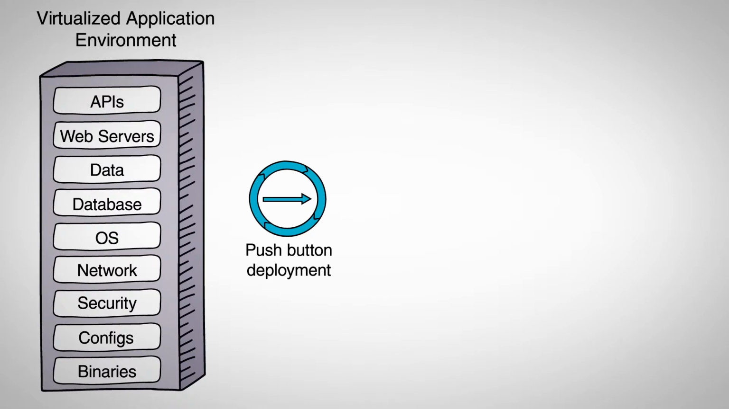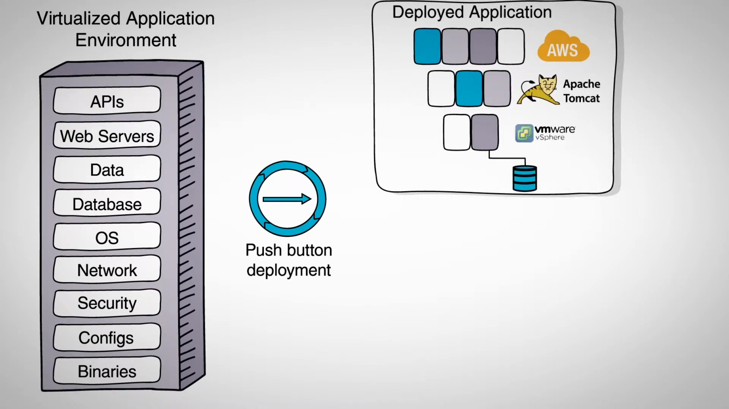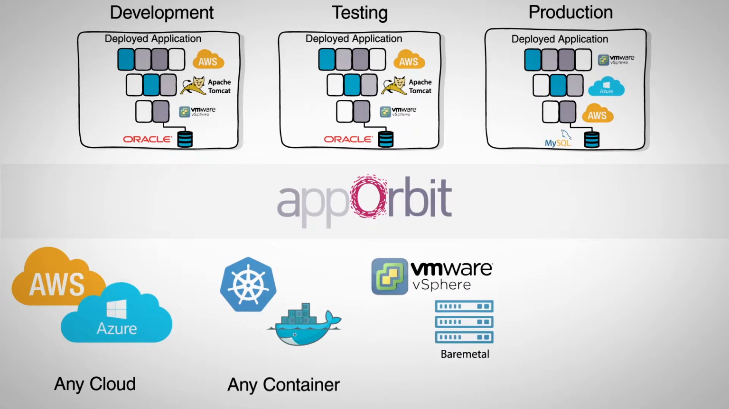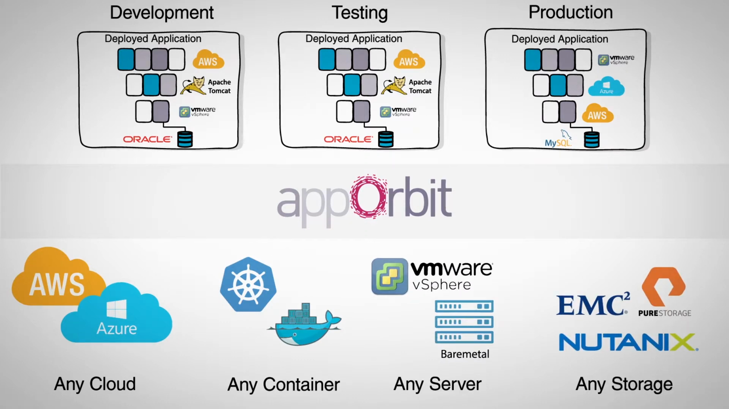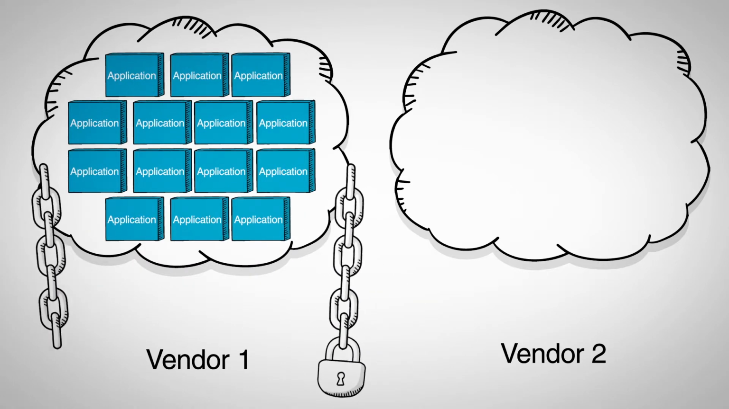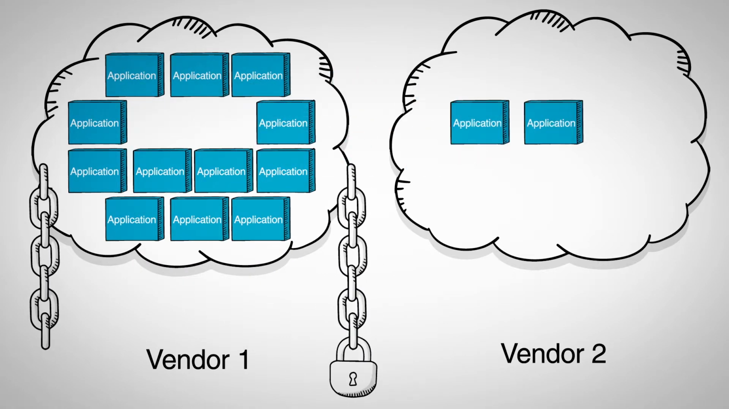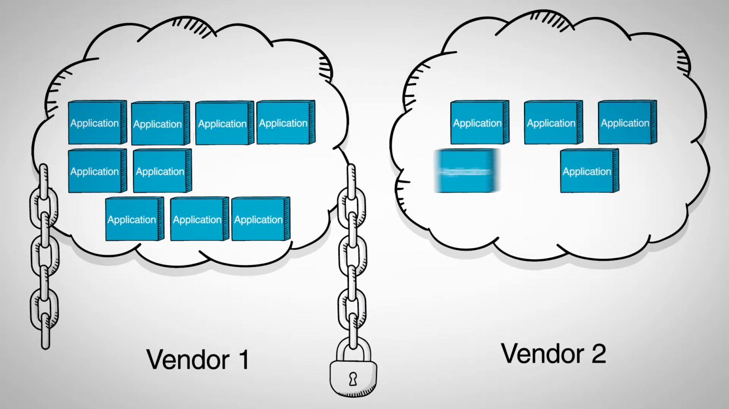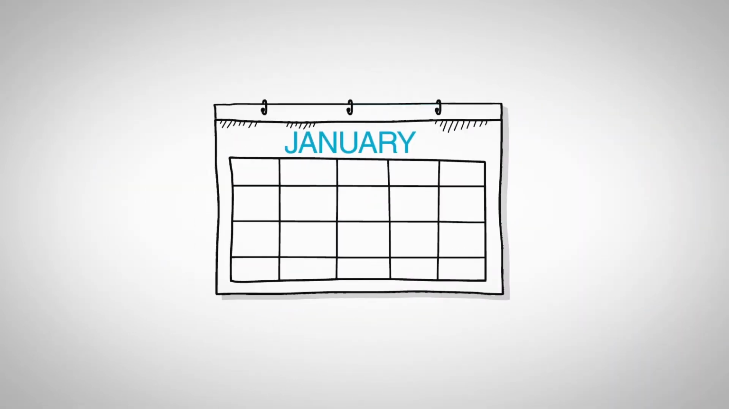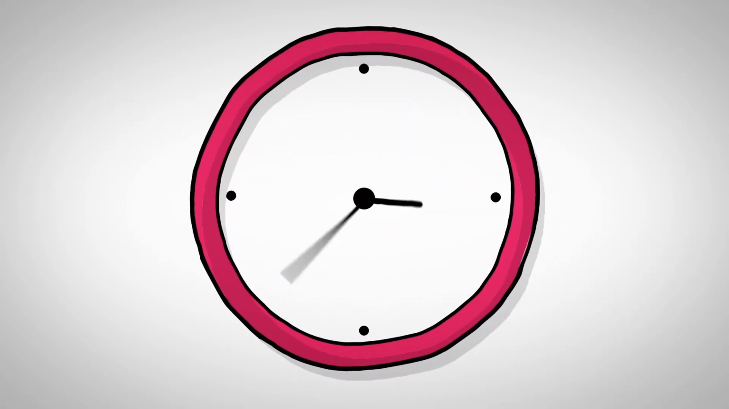New versions of the application can be cloned at the click of a button for deployment, testing, or updates, using any desired versions of the components. These applications are portable to any combination of infrastructure, all without code changes. With appOrbit, there's no vendor lock-in and complete flexibility to choose any infrastructure that offers the best combination of price, reliability, availability, and speed. And the best part is that appOrbit can make this happen in minutes, not months.